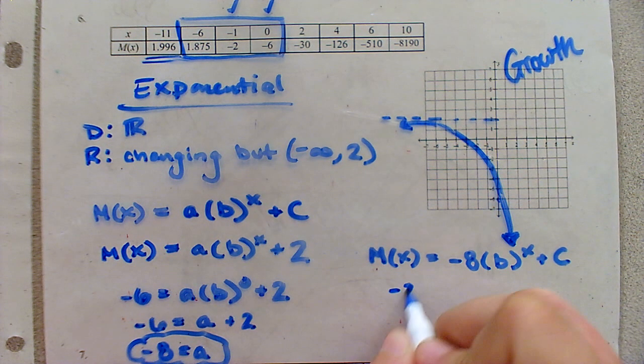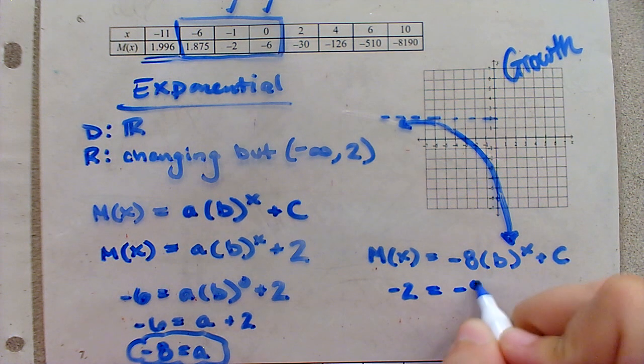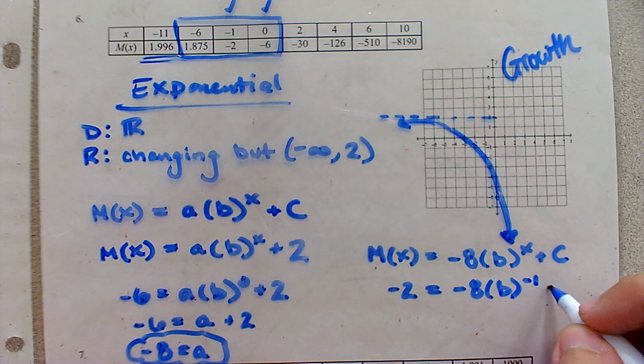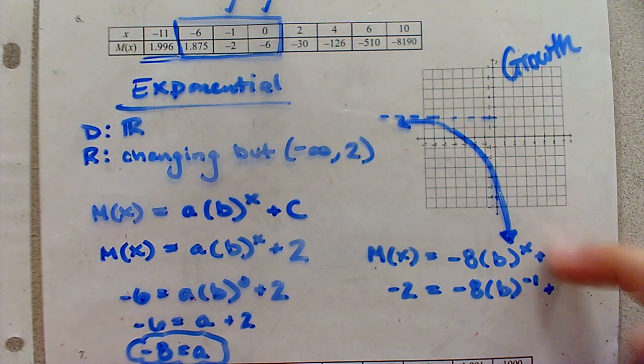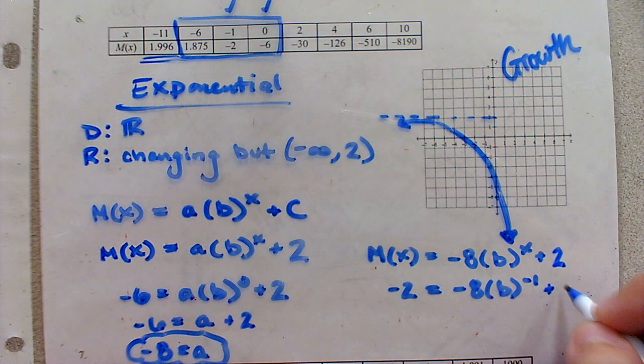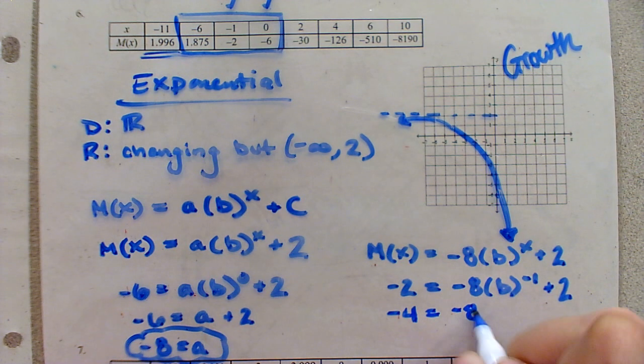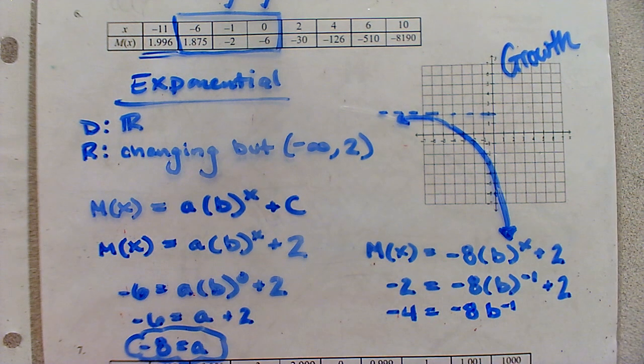So perhaps we'll plug in -2 for the output and -1 for the exponent. My bad, I didn't mean to put plus c out there, we mean plus 2. So let's go ahead and solve for b. We can subtract 2 over, which would give us a -4. We can divide the 8 over, so that would leave us with a 1/2.